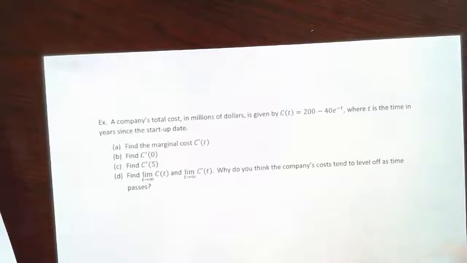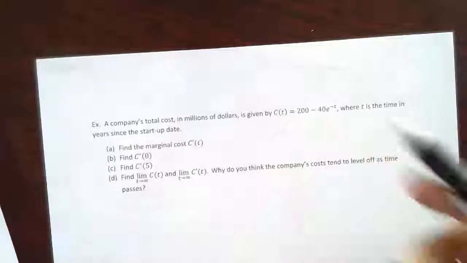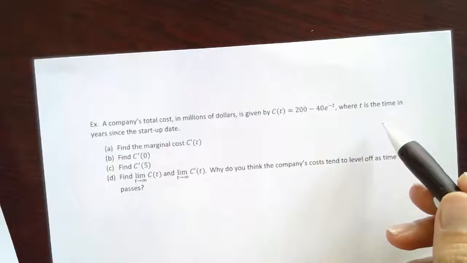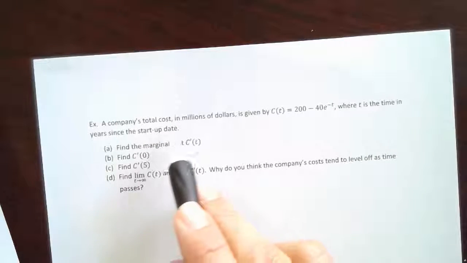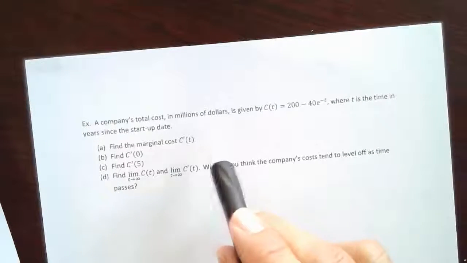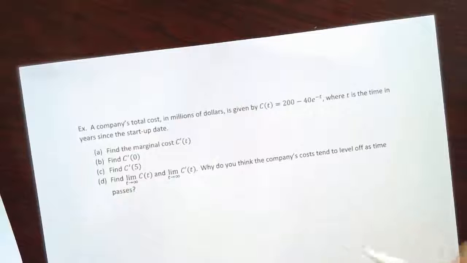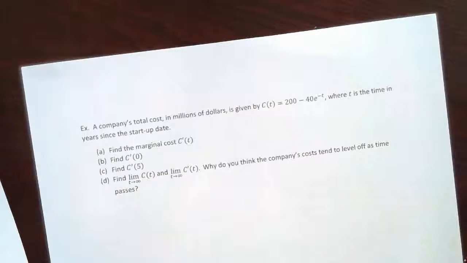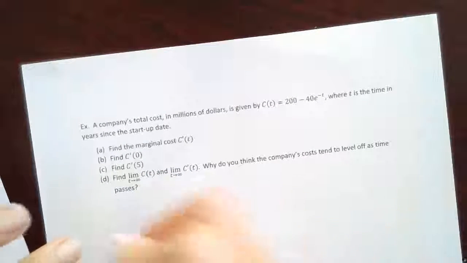All right, so we have one more problem here. A company's total cost in millions of dollars is given by this cost function, where t is the time in years since the startup date. Find the marginal cost. Okay, so then marginal cost is going to be our derivative.